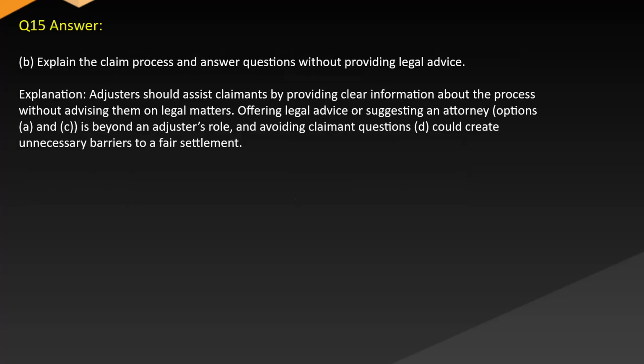D. Avoid answering questions from the claimant to protect the insurer's interests. Answer B. Explain the claim process and answer questions without providing legal advice. Explanation: Adjusters should assist claimants by providing clear information about the process without advising them on legal matters. Offering legal advice or suggesting an attorney, options A and C, is beyond an adjuster's role, and avoiding claimant questions, D, could create unnecessary barriers to a fair settlement.